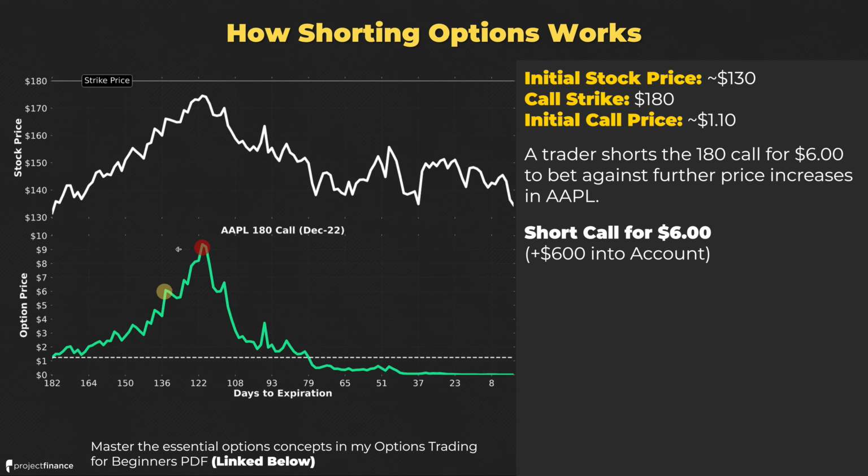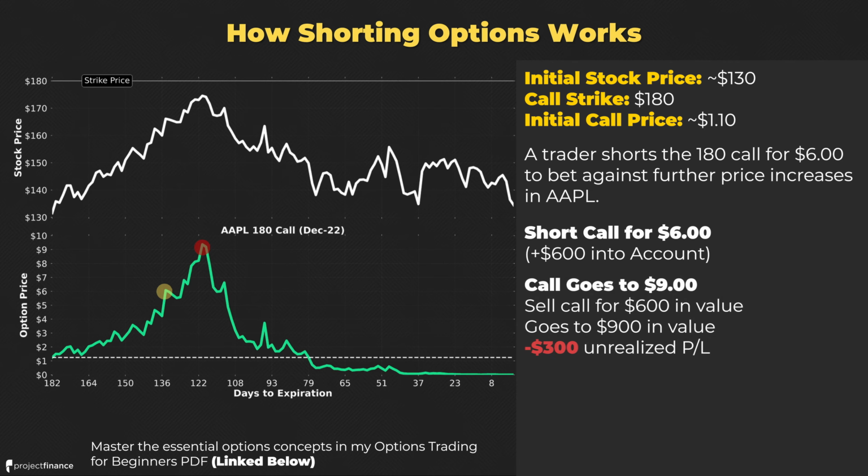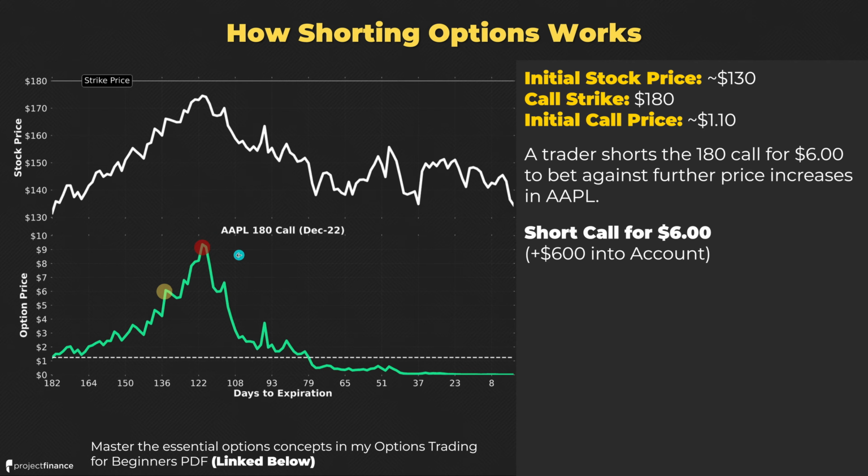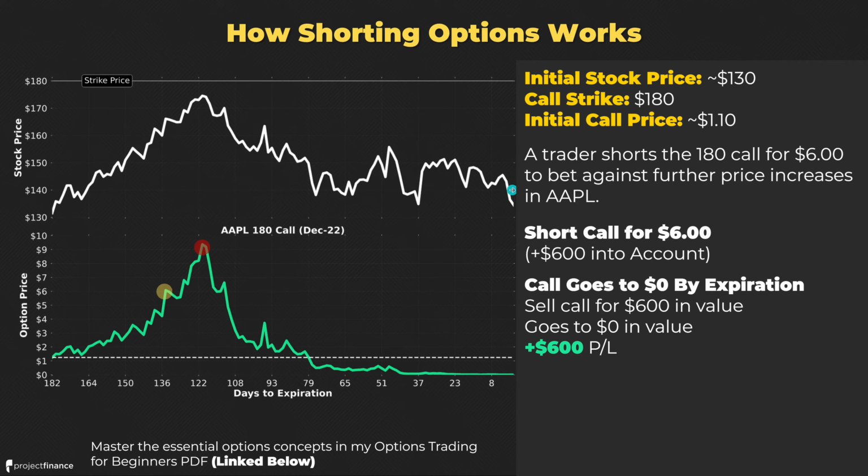And if the call option's price goes to $9, therefore it has a value of $900 per contract, they would have an unrealized loss of $300 since the call contract increased in value from when they shorted it. However, as time passed, Apple's stock price went back down, and at expiration for this call option, the stock price was well below the strike price of $180, and we can see that this call option ultimately expired worthless. Therefore, the trader who shorted it for $6 saw its price go to zero, and therefore they would have ended up making $600 on that short call position.